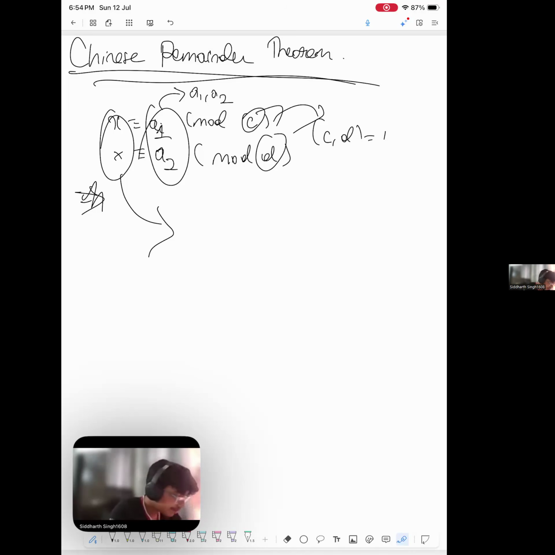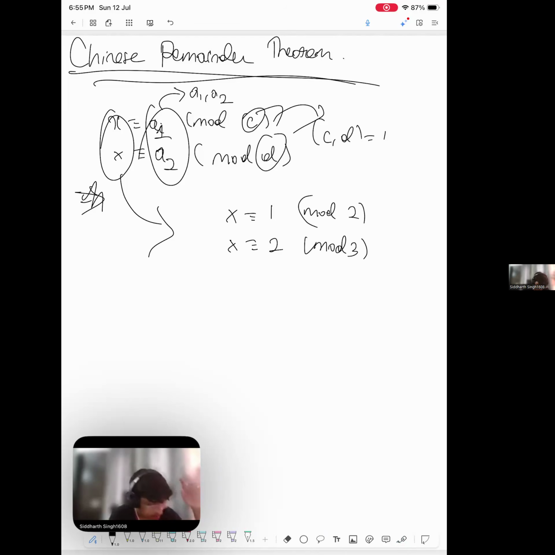Yeah. What does this mean? So let's do a quick exercise. I won't take too much time. This is a trivial case though. x is congruent to 1 mod 2 and x is congruent to 2 mod 3. Try to find some x. I'll just do it for you. This is fairly trivial. Just consider the number 4. 4 is not it. 5 works. Yeah, 5.